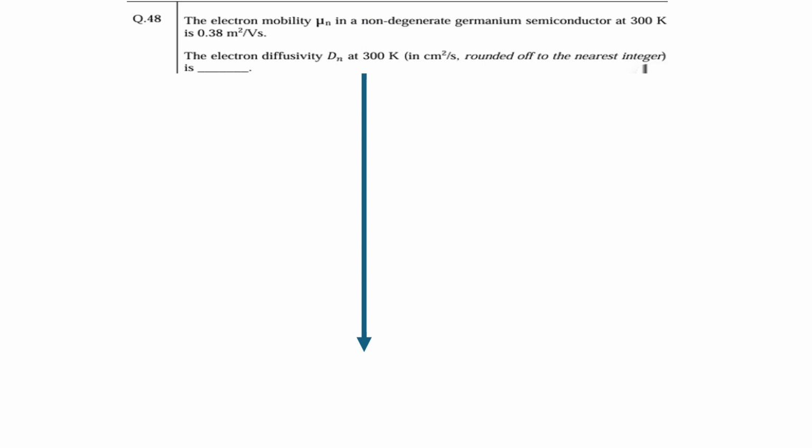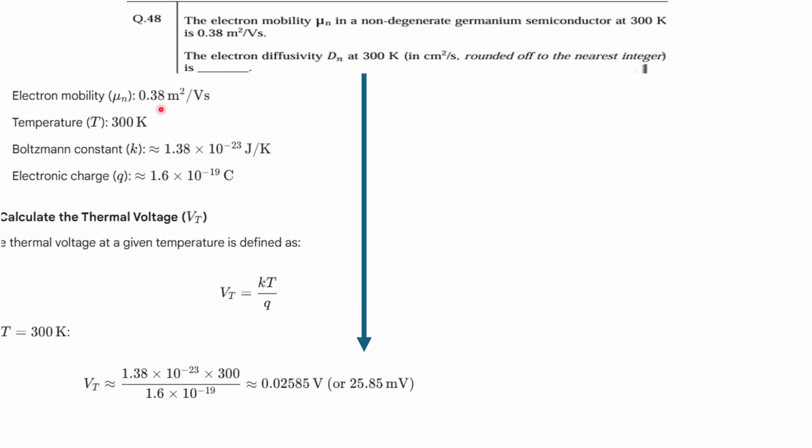Here we are going to see the question and solution in some more detail, so that if you have any confusion, it may get clear. As per your question, what are the parameters given? First, electron mobility is given, that is 0.38 meter square per volt second. Then the temperature is given, 300 Kelvin. The Boltzmann constant is given, and the charge is also given. All these parameters are given in your question itself, so you can calculate the thermal voltage. You can also remember that the standard value of the thermal voltage is 25 millivolt.